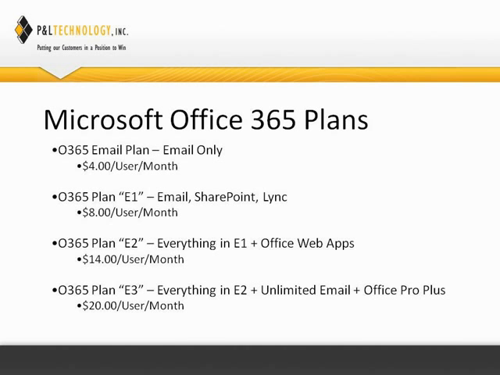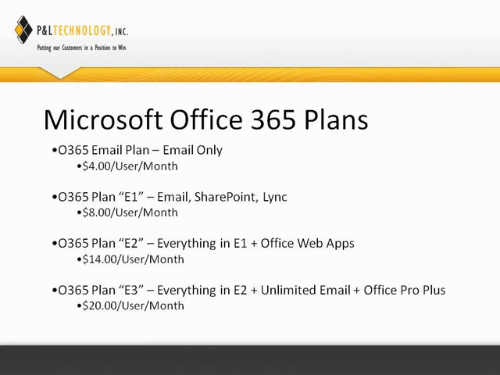The second plan is called Office 365 E1. So this plan includes the jumbo 25 gigabyte email box. It also includes Microsoft SharePoint and Microsoft Lync. So it gives you the ability to set up the document collaboration, to do the intranet sites, to push documents out to mobile users easier. And then it also gives you the Microsoft Lync for the inter-office communication. This plan is priced at $8 per user per month.